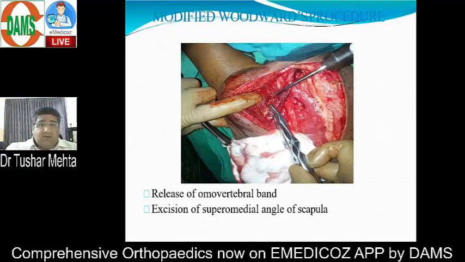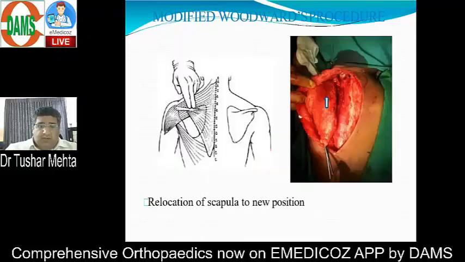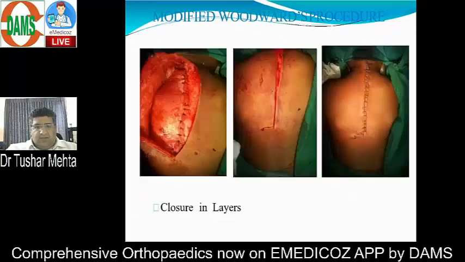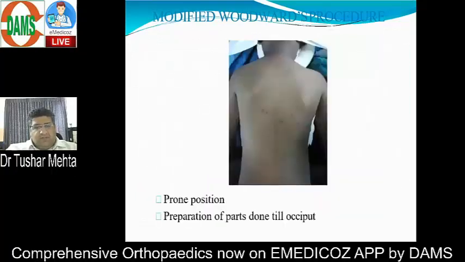Why I'm giving you the steps of this particular thing is because of that DNB question that I saw. Then you relocate the scapula to a new position, you bring it slightly down, and then you suture the trapezius to the inferior spinous process. Then you close in layers. So I hope modified Woodward makes some sense to you, so that when you solve that DNB question, you have a good amount of theory to write down.